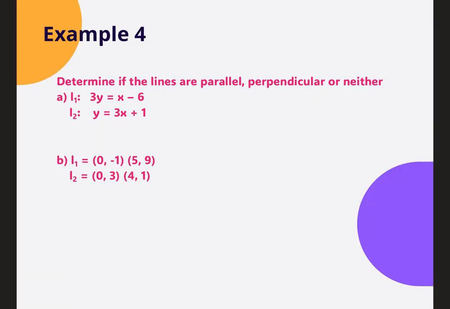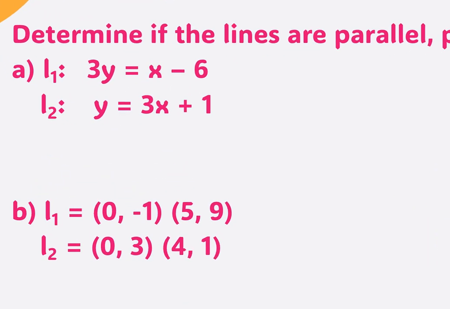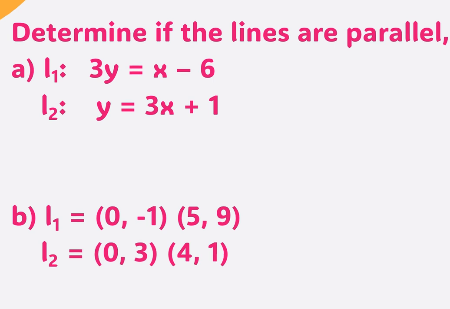Example 4 is just asking, are these lines parallel, perpendicular, or neither? We're going to look at each set, figure out what the slopes are, and then compare them. If you look at A, what would you have to do first before you can pull out the slope? Divide by 3. Good. So I'd end up with 1/3 in front of the x. I don't even care about the 6 because I just want to know about the slopes. And I get 1/3 and 3. Those are obviously not the same. They are reciprocals, but are they opposite? Good. So this is a neither scenario.